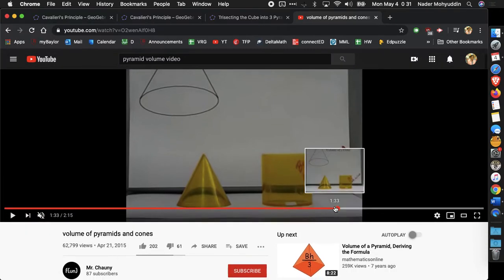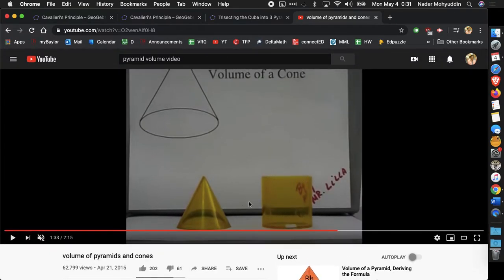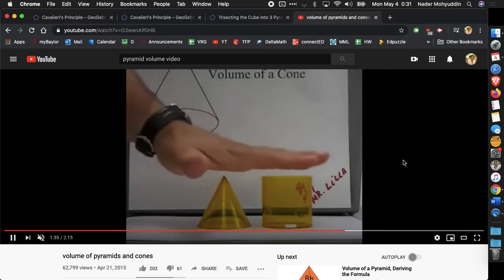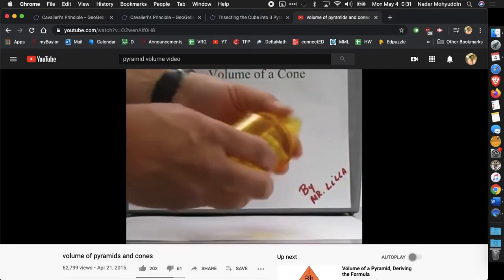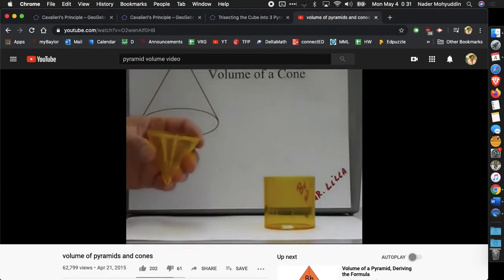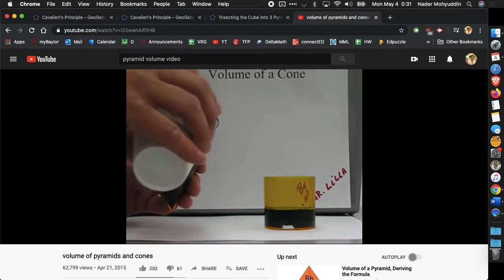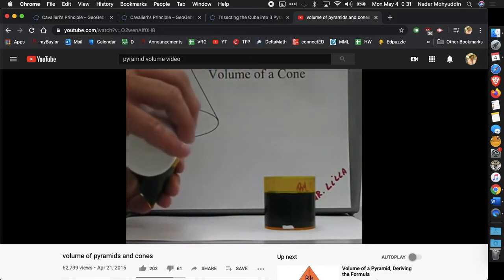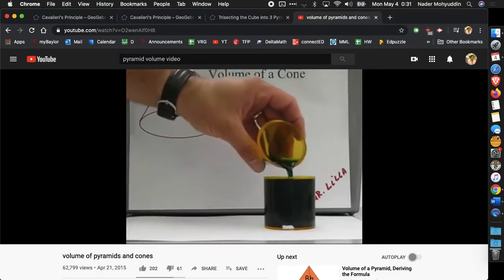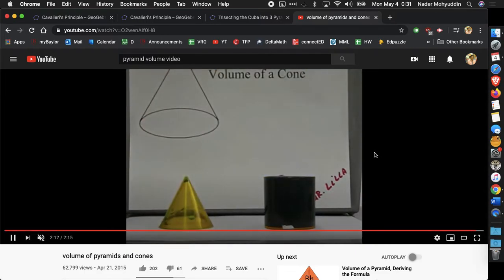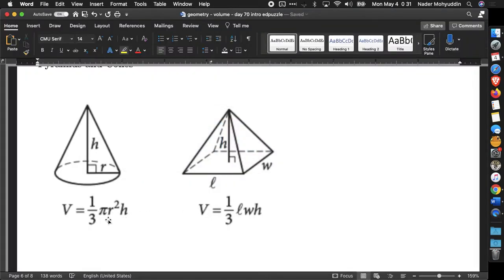So again, a cone's parent or sibling, depending on your perspective here, its relative is a cylinder. Again, you'll notice here they have the exact same height and same base. That's a requirement here. And you'll notice it'll take exactly 1, 2, and 3 to fill up the cylinder. So the cone is 1/3 of the cylinder. This is the cylinder formula here, times a third.